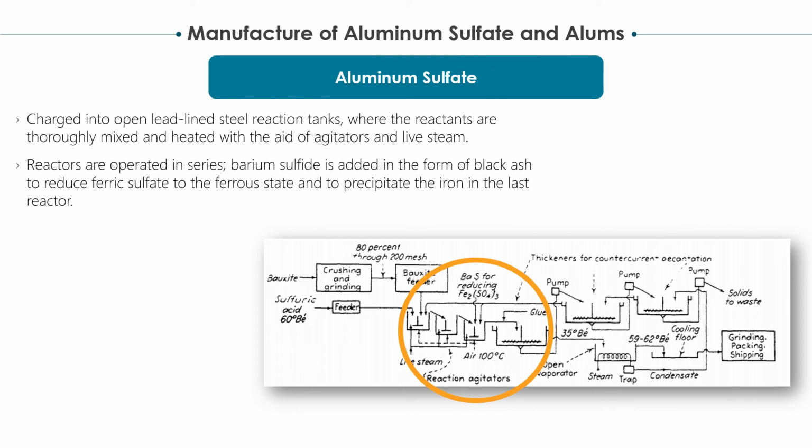The mixture is charged into open lead-lined steel reaction tanks where the reactants are thoroughly mixed and heated with the aid of agitators and live steam. Reactors are operated in series, and then barium sulfide is added in the form of black ash to reduce ferric sulfate to the ferrous state and to precipitate the iron in the last reactor.